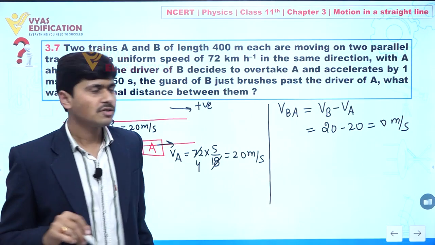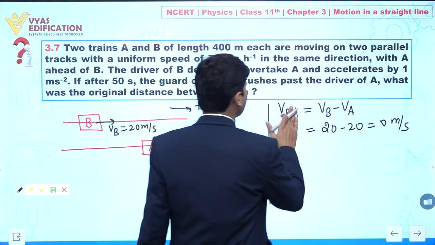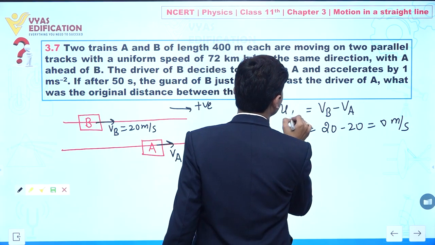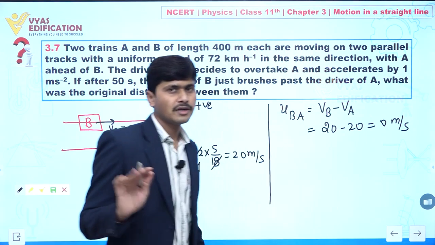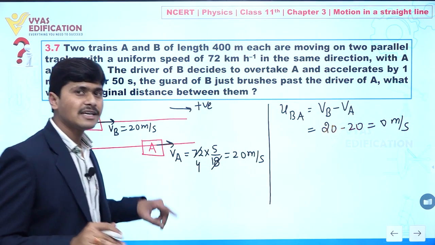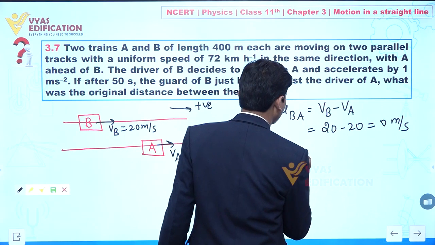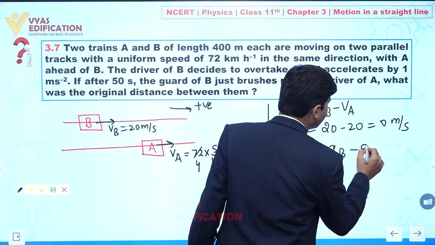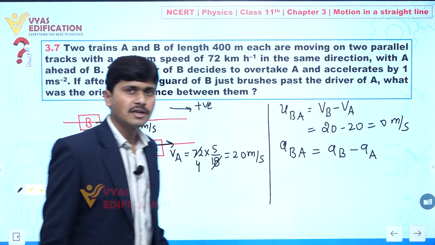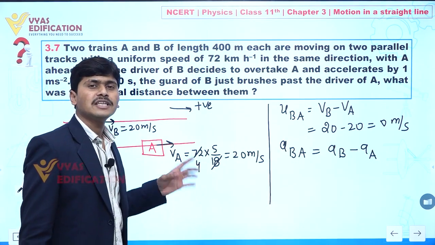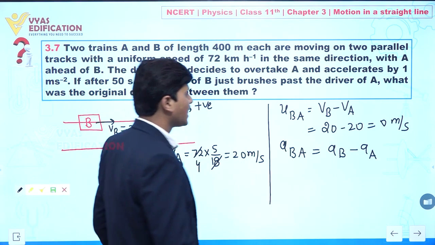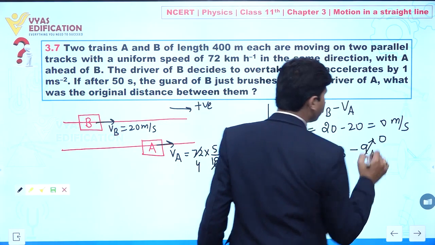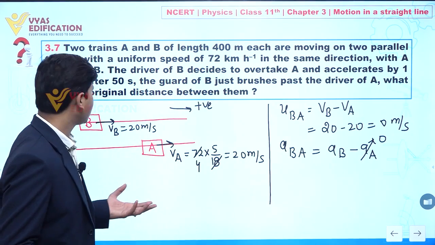Clear? Yes or no? Or you can say this is the initial velocity of B with respect to A. Now if we find relative acceleration, the acceleration of B with respect to A is acceleration of B minus acceleration of A. Train A is moving with a uniform speed, so the acceleration of A is 0.